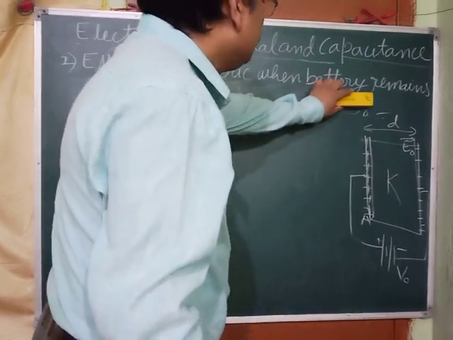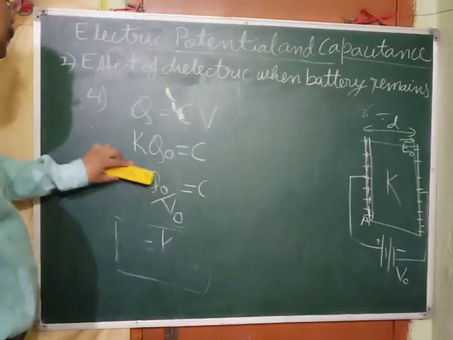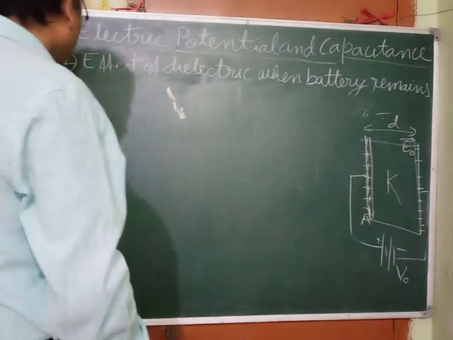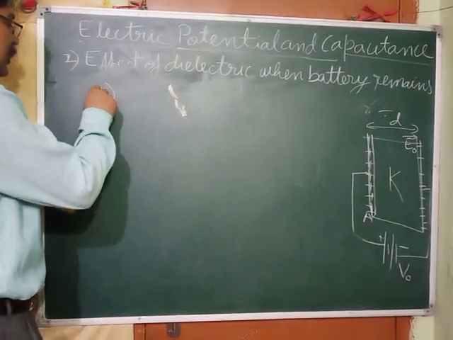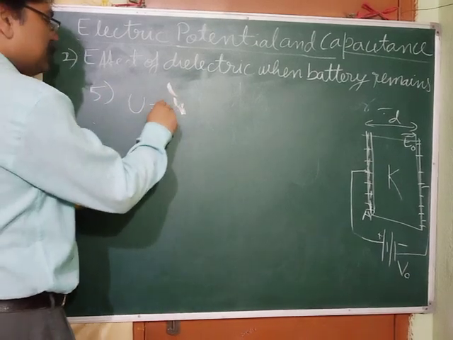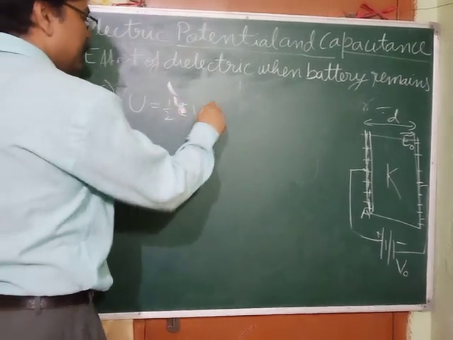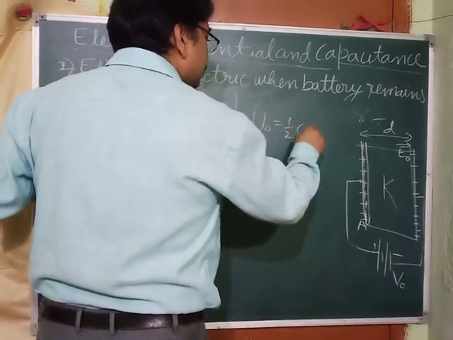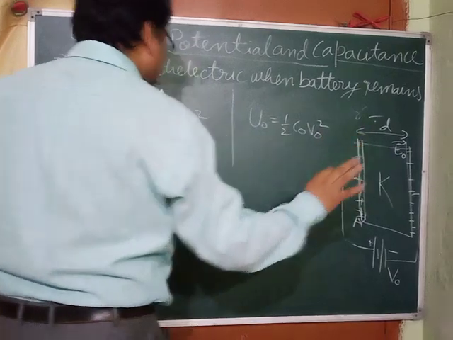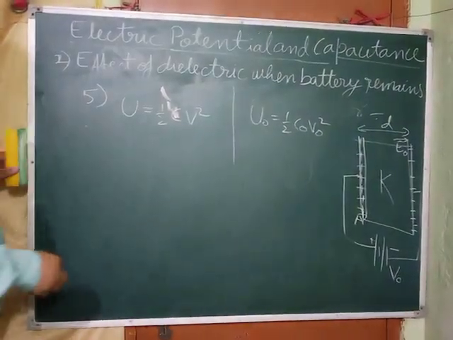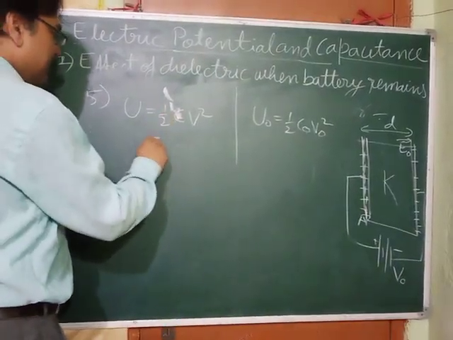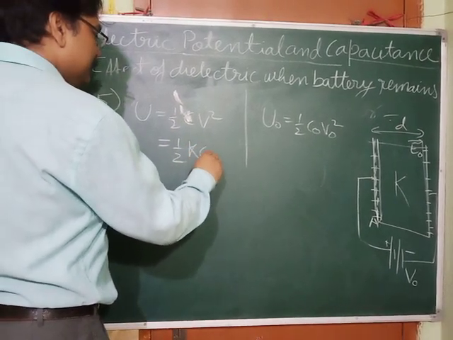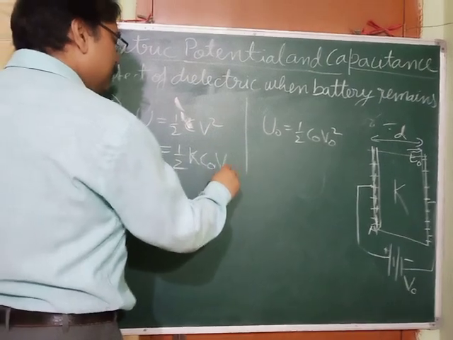Once you are aware of this capacitance and the potential, energy is very easily found. Energy U is equal to half C V square. What was it earlier? Earlier it was U naught is equal to half C naught V naught square. You might remember it. Half C is how much? It is K times C naught. V is how much? It is V naught only.